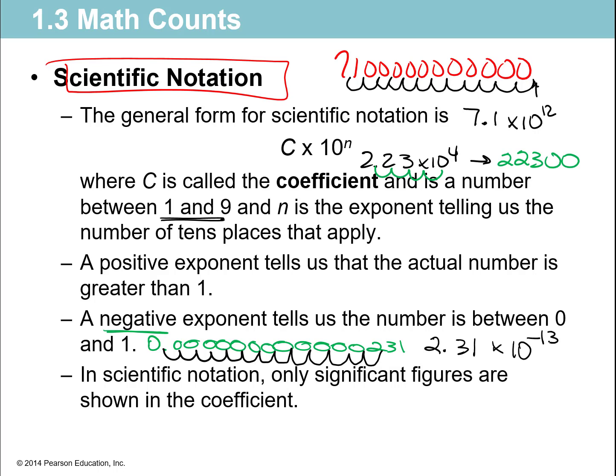So a negative exponent tells you that your number is less than 1. And the number for the exponent is how many places you have to move your decimal to make your number between 1 and 10, or 1 and 9, sorry. And notice I kept the 2, 3, and 1 because those are the significant figures in the problem.